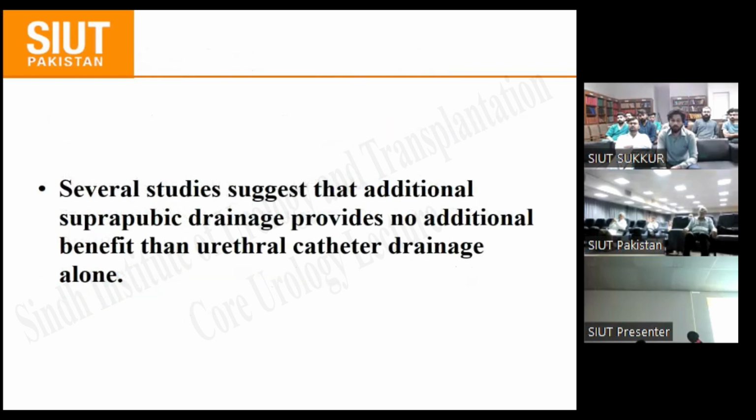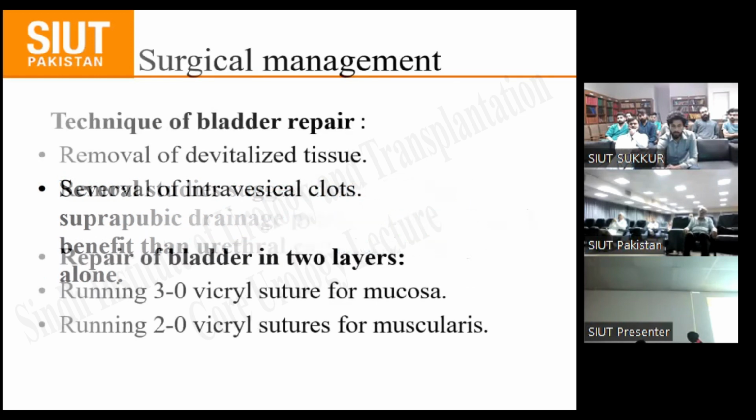Earlier there had been a concept of having double drainage or SPC drainage also, but several studies have suggested that there is no additional benefit obtained by placing a suprapubic catheter. So only a urethral catheter is placed for conservative management.